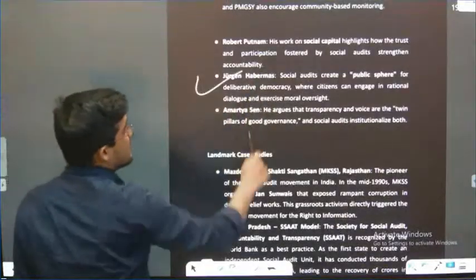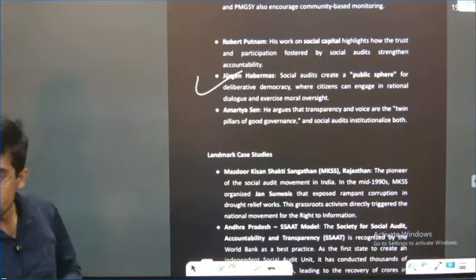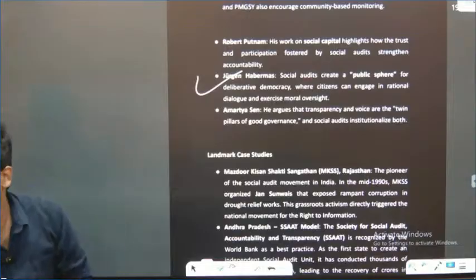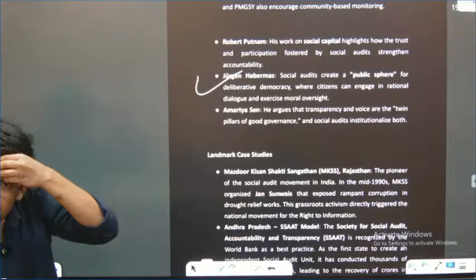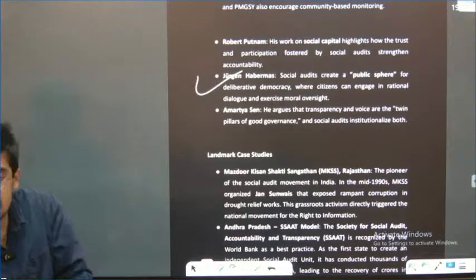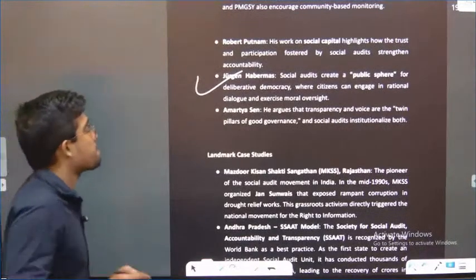See, you can use Habermas's idea here also. This social audit, this Jan Sunwai, is creating a public sphere where people are expressing their concerns. Officials are saying what kind of problems there are. Citizens are saying what problems they face from officials, and this is being made clear.